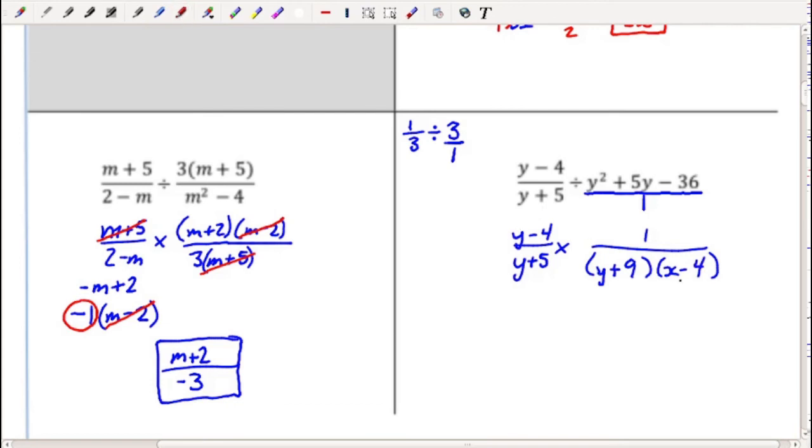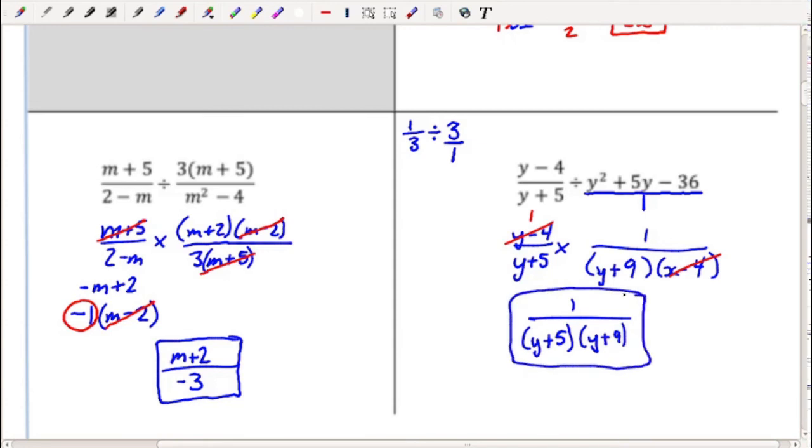Then cancel. In this case, cross cancel y minus 4 on the y minus 4. So this leaves me with a 1 here. And what I'm left with on the top is only 1. And on the bottom, y plus 5 and y plus 9. And that's it. Done, done, done.